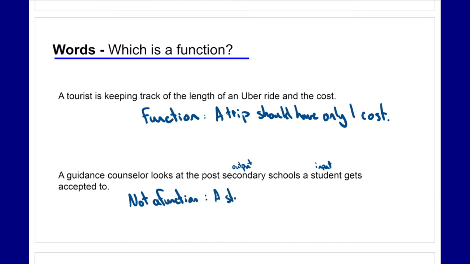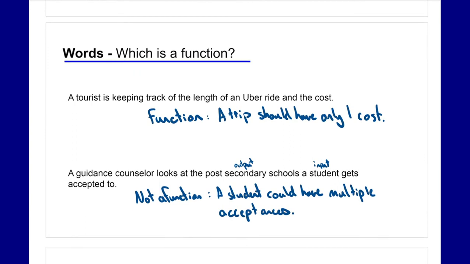because a student could have multiple acceptances. They could be accepted to multiple schools. So that means that for every input, or for every student, there's the possibility of multiple outputs. Again, the main definition for a function is that for every input, or every independent value or x value, there is one and only one dependent or output or y value.